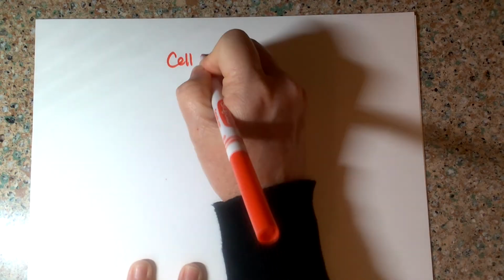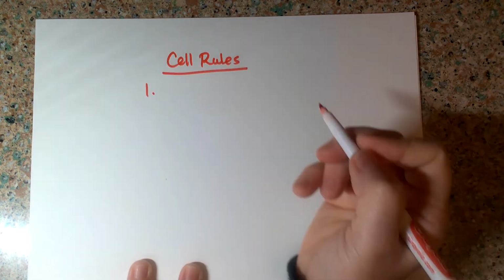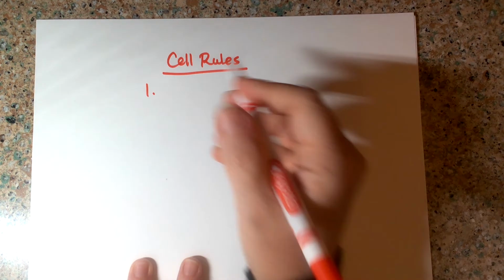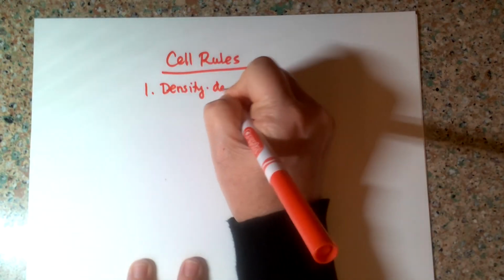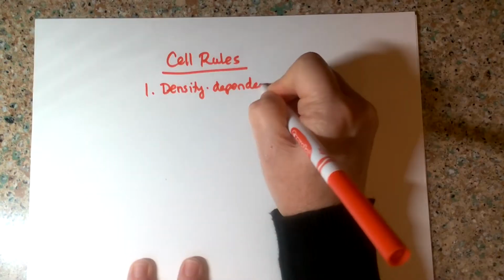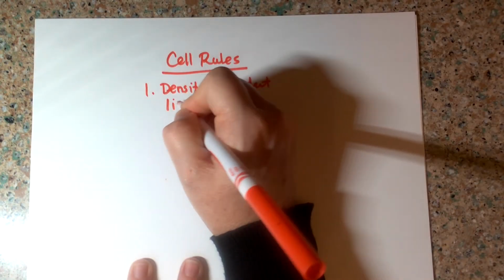Okay, so there are some rules that all cells follow except cancer cells. So cancer cells are the ones that just don't listen, okay? So here are the cell rules, okay? Number one, they follow this rule and it's called density dependent limiting or inhibition. I'll call it inhibition.